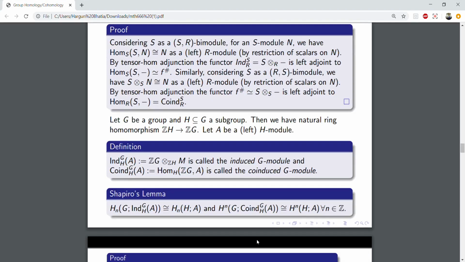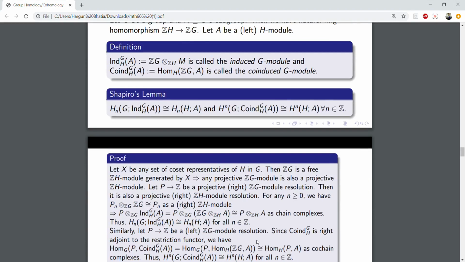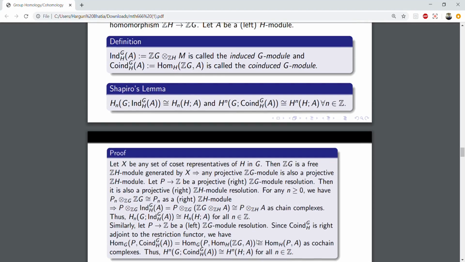So okay, let's try to prove this. So the idea is that notice that this ZG is a ZG module, but it's also a ZH module, right? And it's actually a free ZH module. Why? Because if you take any set X of coset representatives of H in G, then they will generate ZG as a ZH module. That's easy to see.